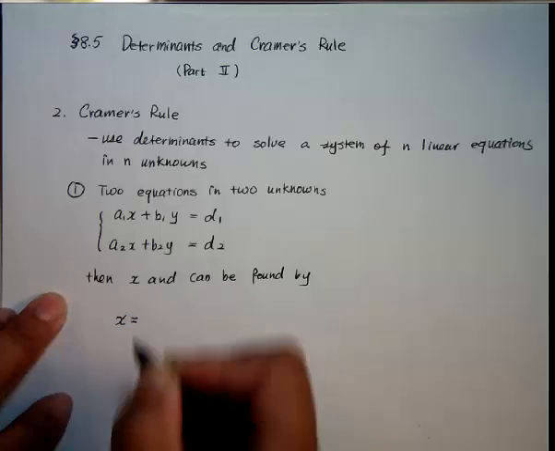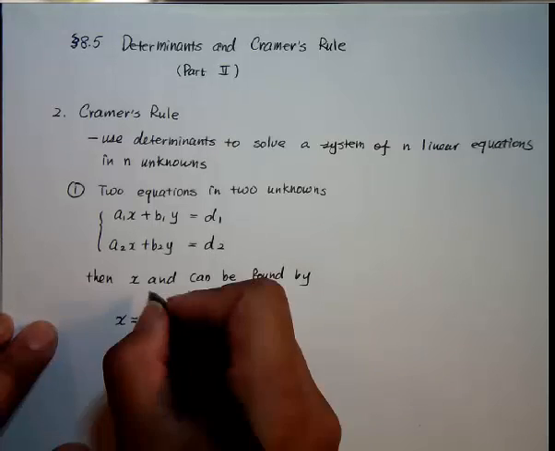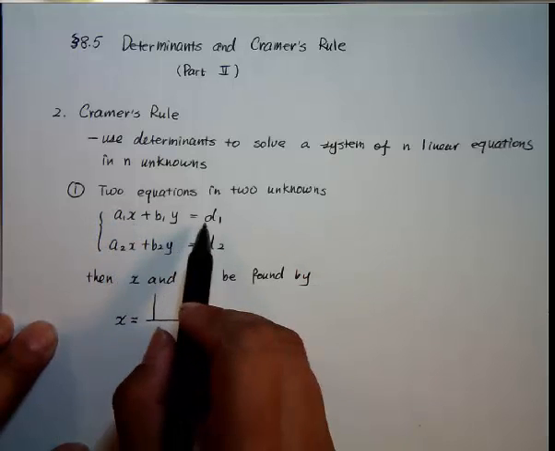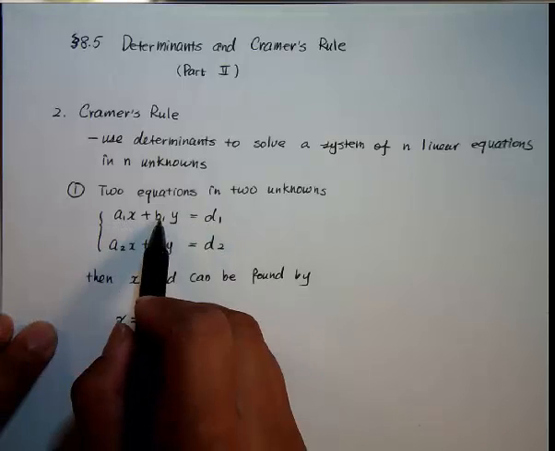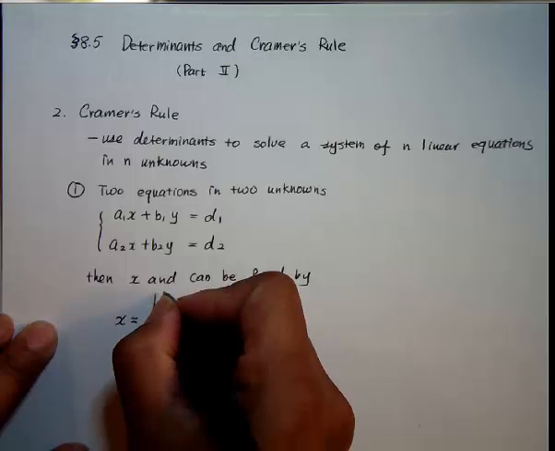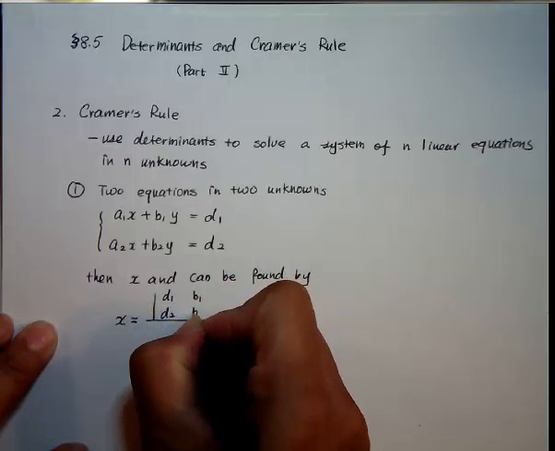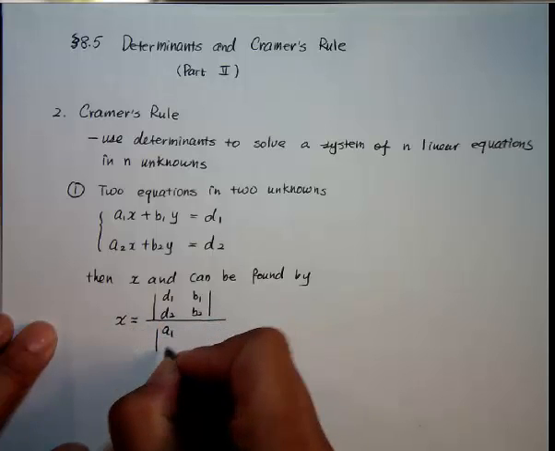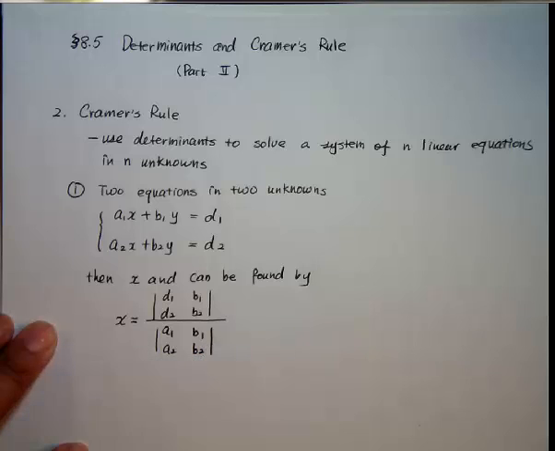x is equal to, so think about the x column in here. The column before that is D, after that is B. So it's the determinant of the matrix D1, D2, B1, B2, over the determinant of the coefficient matrix A1, A2, B1, B2. That's how we can find x.